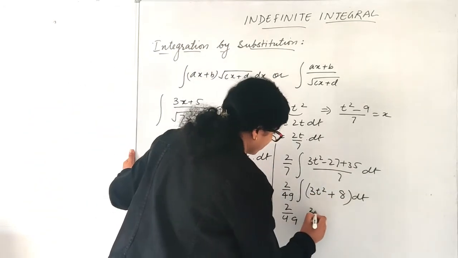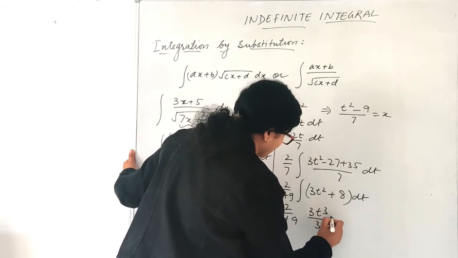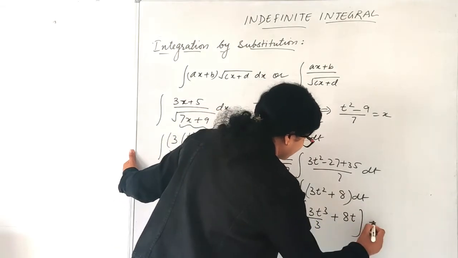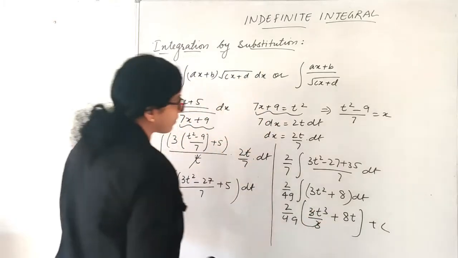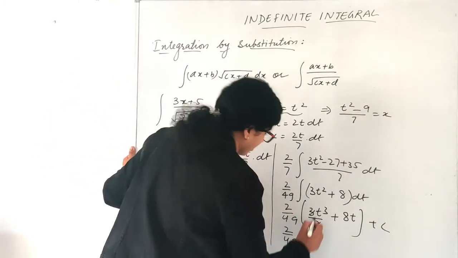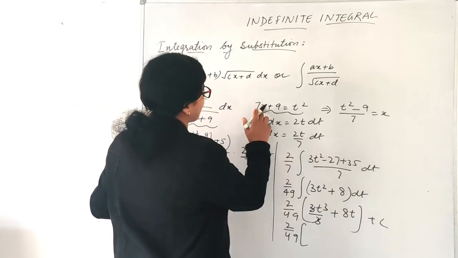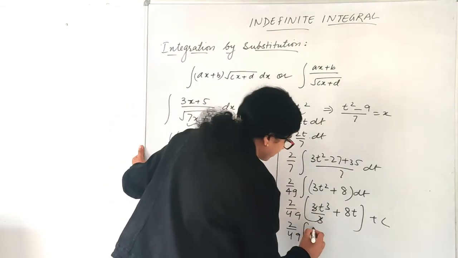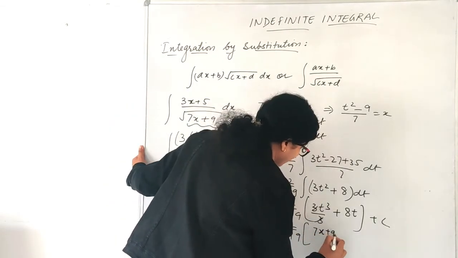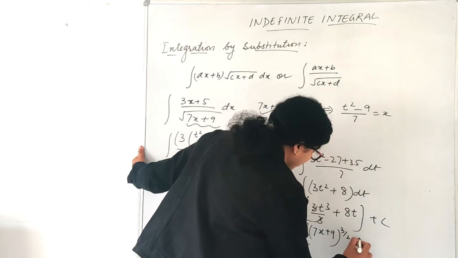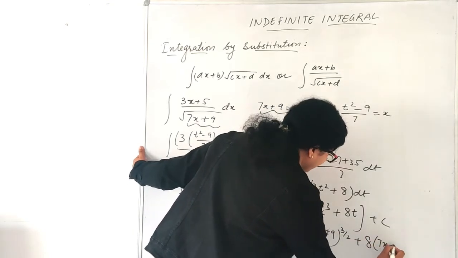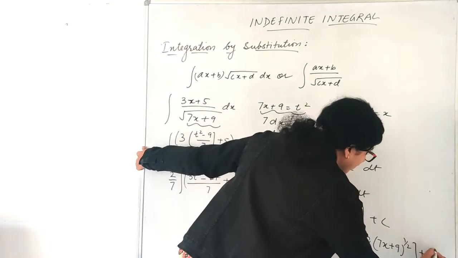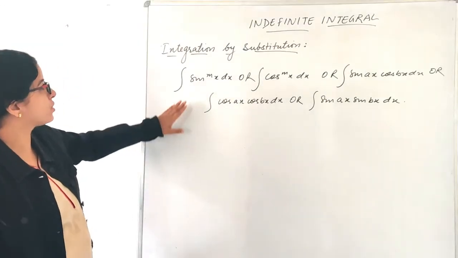So it will become 3t cube upon 3 plus 8t plus c. Substitute the value. So what will be the value here of t? It is (7x plus 9) to the power half. So it will become (7x plus 9) to the power 3 by 2 plus 8 (7x plus 9) to the power half plus c.